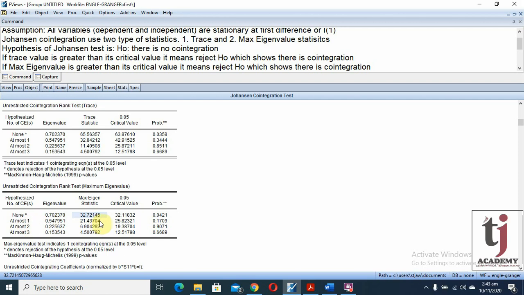But at most one, 21.43 and 25.82, here the maximum eigenvalue is less than the critical value, so at most one there is no co-integration. So none shows the significant result, which shows there is one co-integrating equation only. If this would be significant, it means two co-integration. If this would be significant, it means three co-integration. So both tests, trace and eigenvalue statistics, show there is one co-integrating equation.